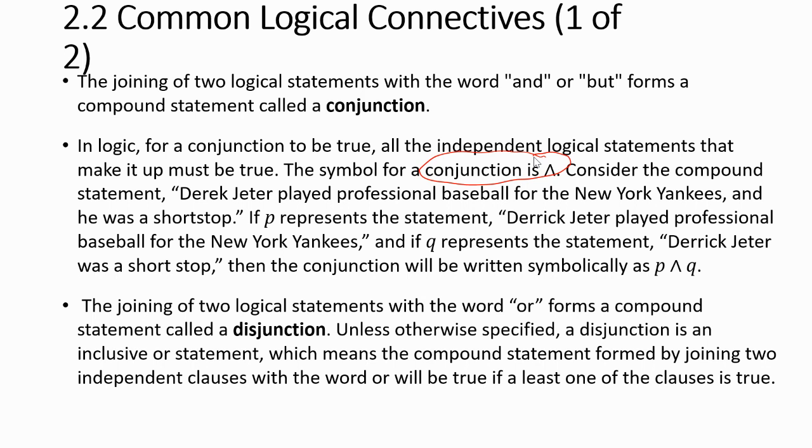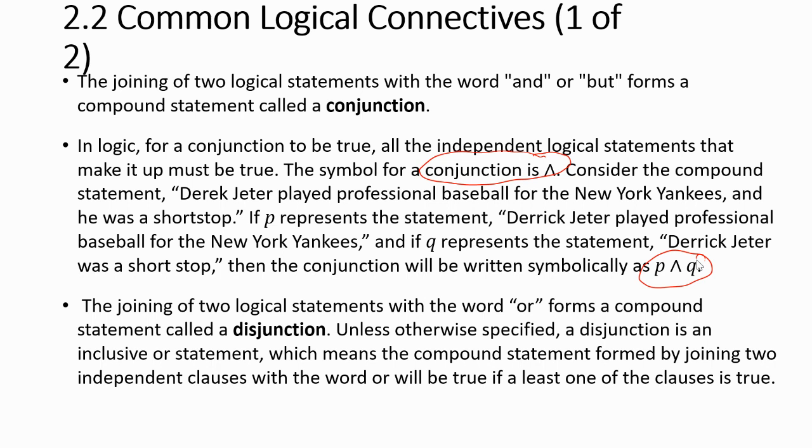So it says, consider the compound statement, Derek Jeter played professional baseball for the New York Yankees, and he was a shortstop. So if P represents the statement, Derek Jeter played professional baseball for the New York Yankees, and Q represents the statement, Derek Jeter was a shortstop, the conjunction would be written as P and Q. That's how we would say it in words, P and Q.